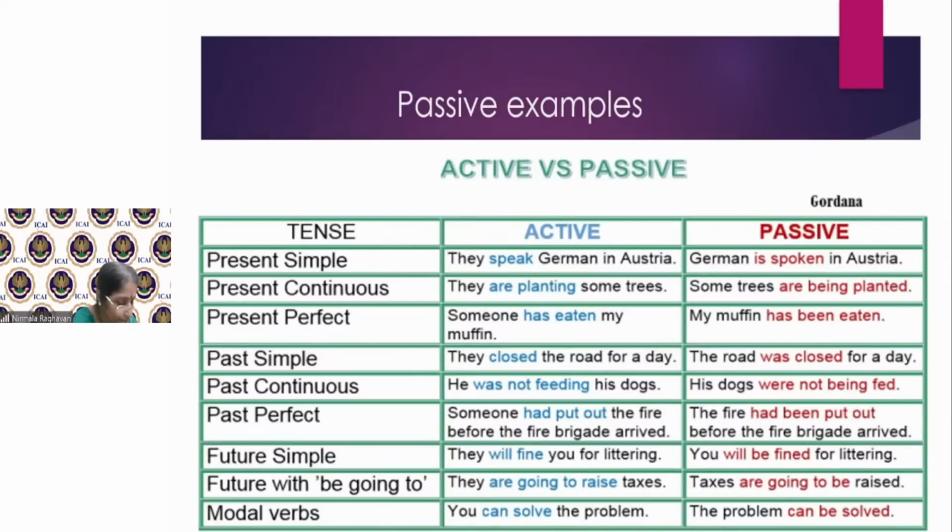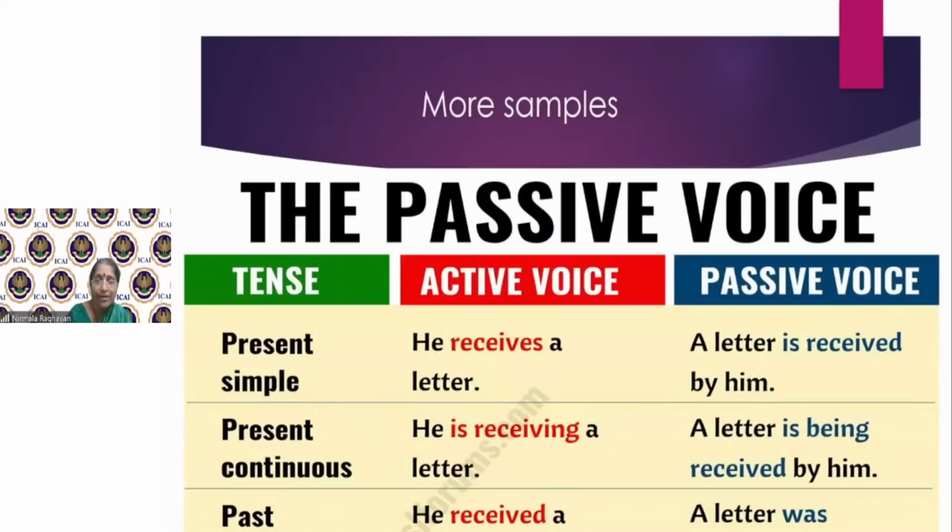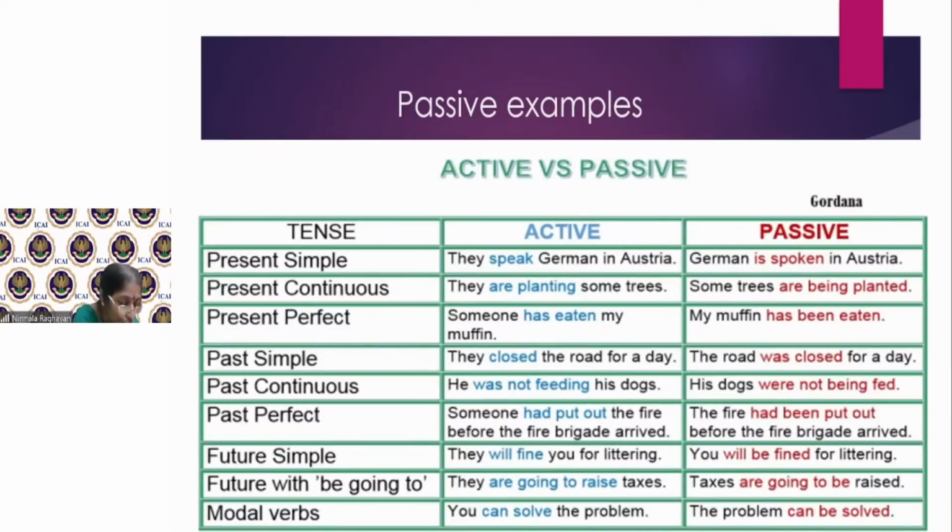Yes, Subhadeep. Yes, you're right. So the fire had been put out before the fire brigade arrived, by somebody is understood. Therefore, we are not mentioning it. Now, future simple. They will fine you for littering. You will be fined for littering. Okay. Future. They are going to raise taxes.